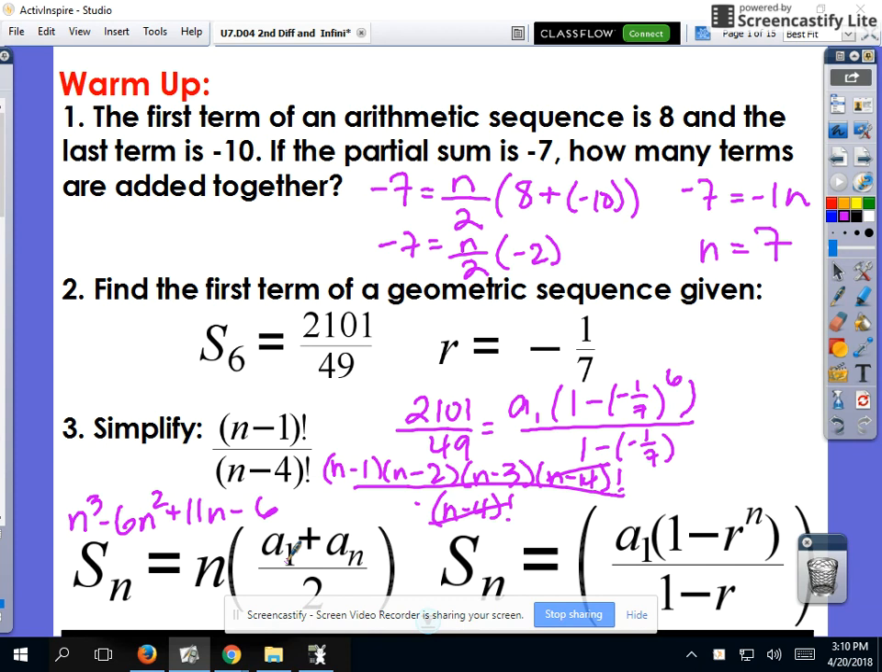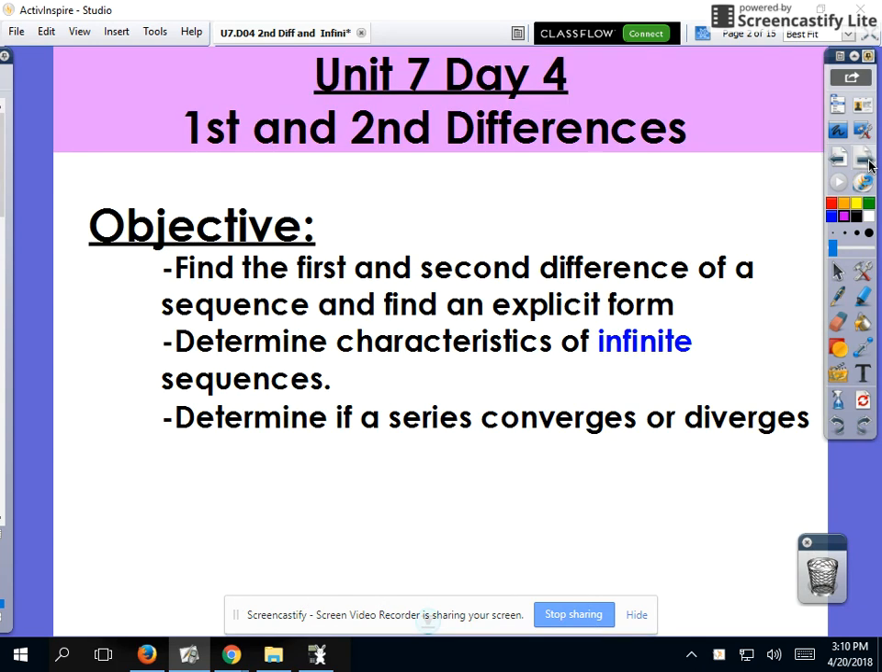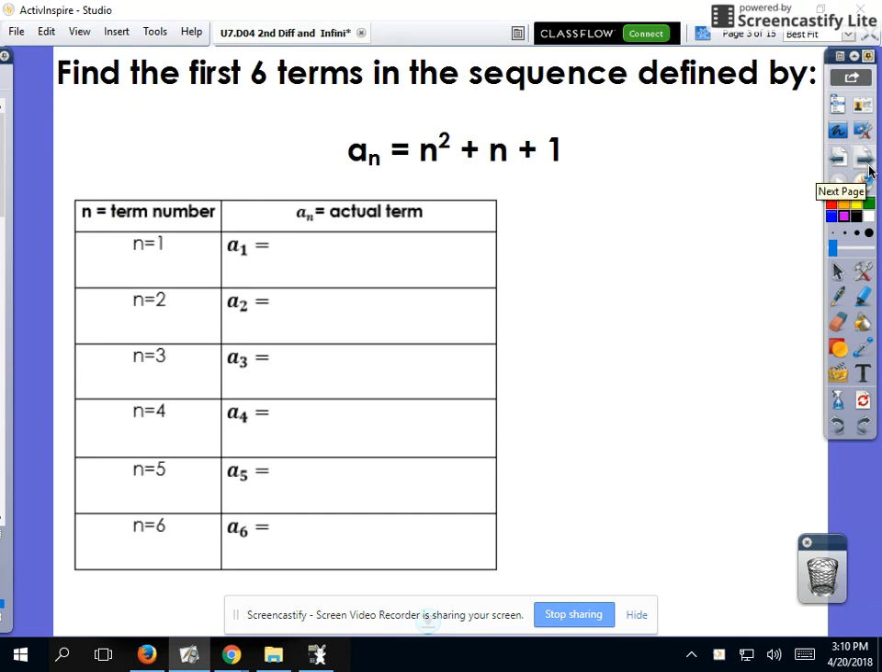Pretty tricky warm-up, but very good. Lots of practice and lots of different ways to answer questions using the same knowledge. All right, like I said, for today, we're doing first and second differences. We're also doing converging and diverging. Find the first and second differences of a sequence and find the explicit form. We're also going to determine characteristics of an infinite sequence, and determine if a series converges or diverges. In the previous lessons, we talked about what a series and what a sequence is.